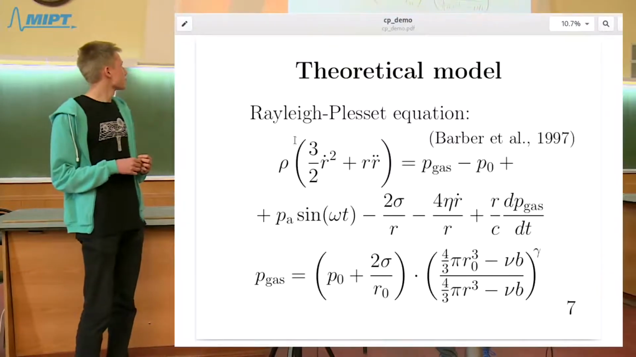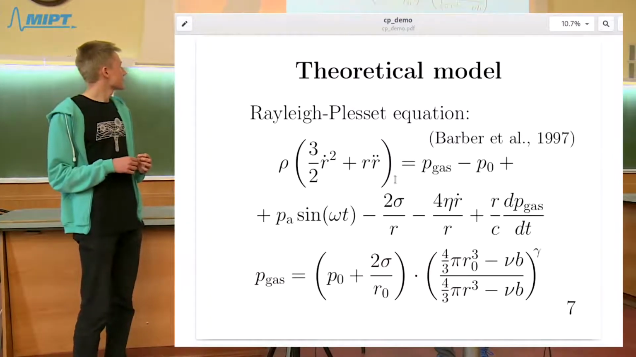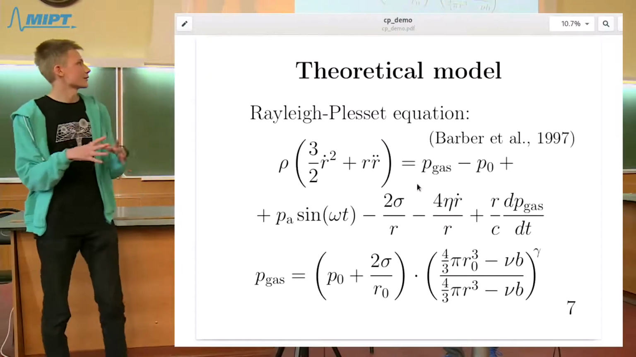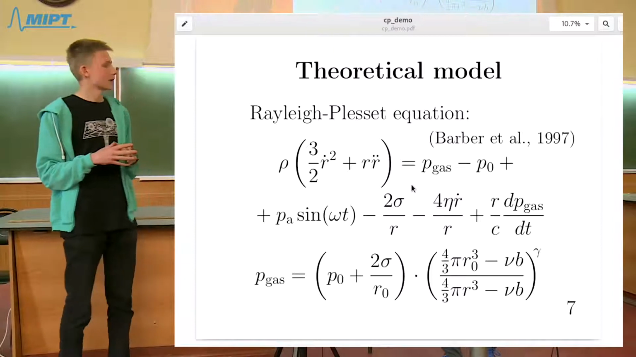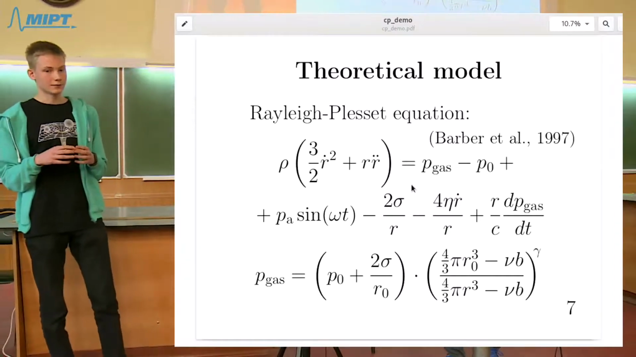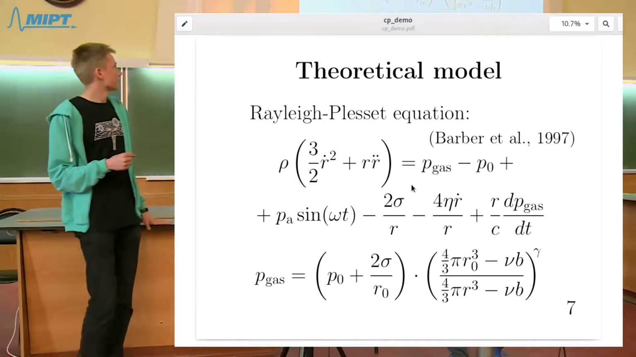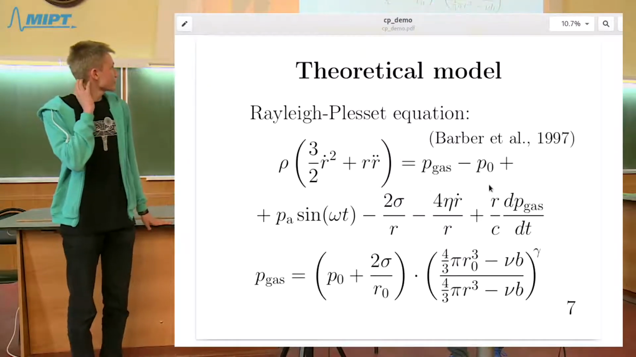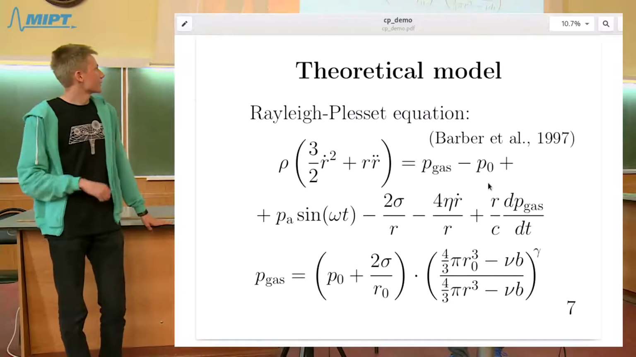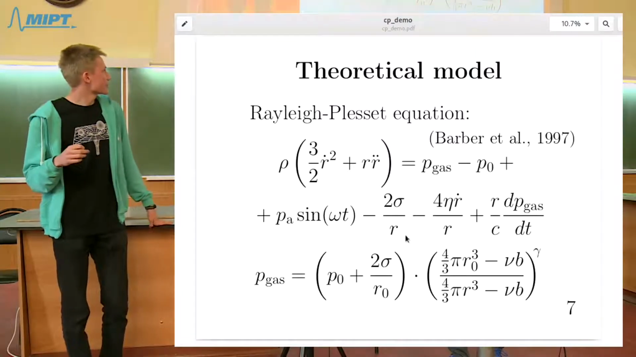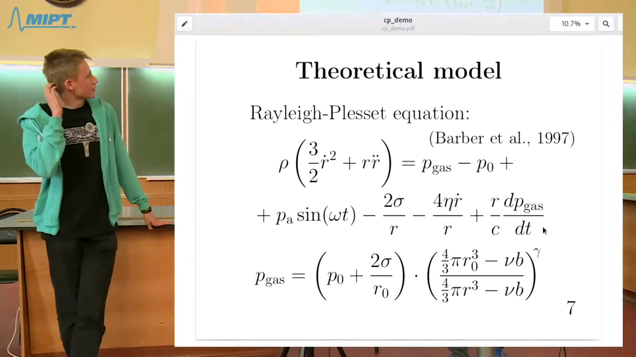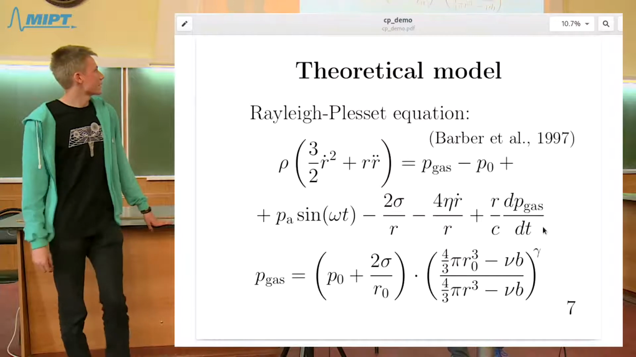The first term is for acceleration of the bubble. So this equation describes the radial oscillation of a bubble in liquid. The first term is for radial acceleration of the bubble, then pressure, Laplace pressure, viscosity, and the term which describes the compressibility of a liquid.